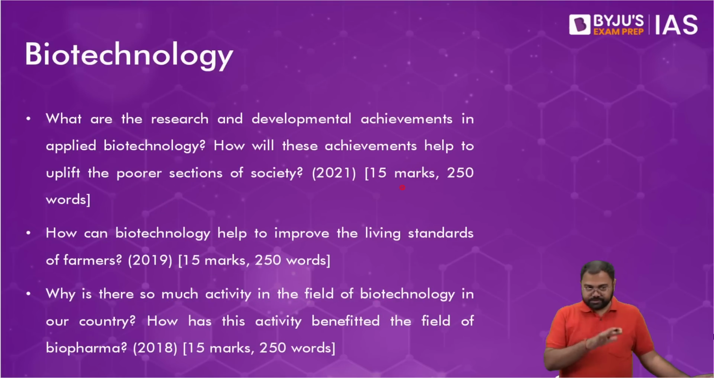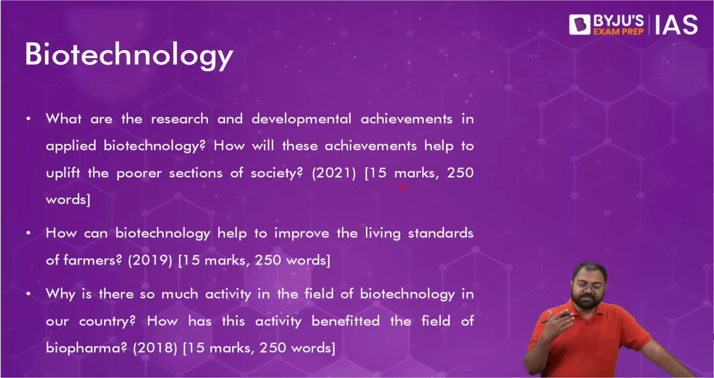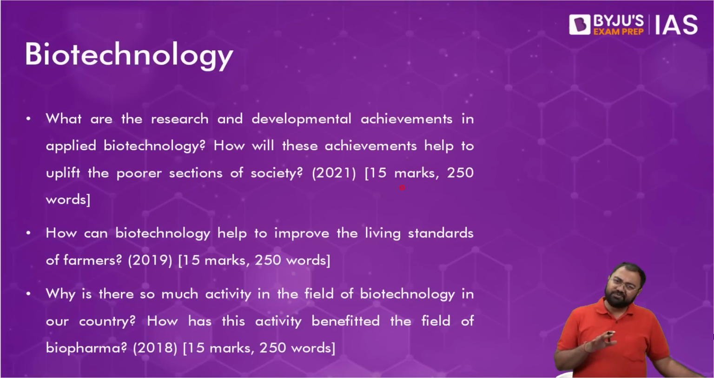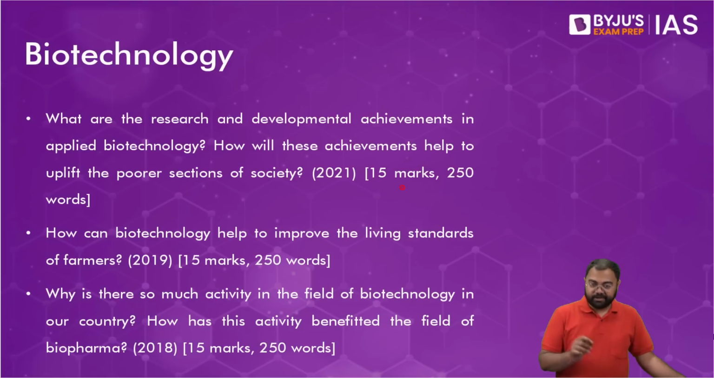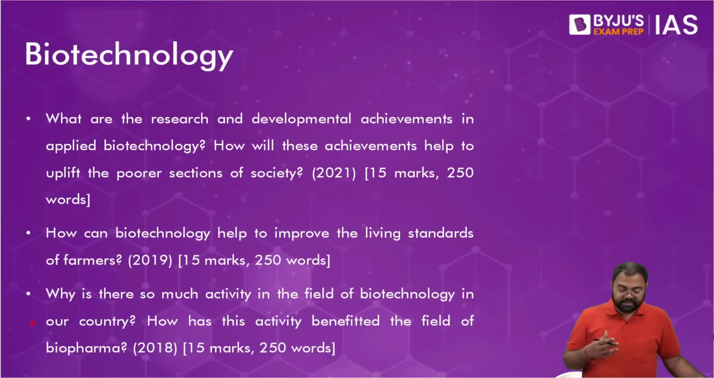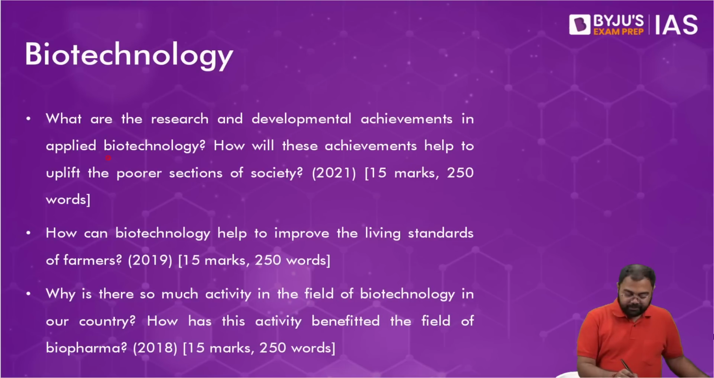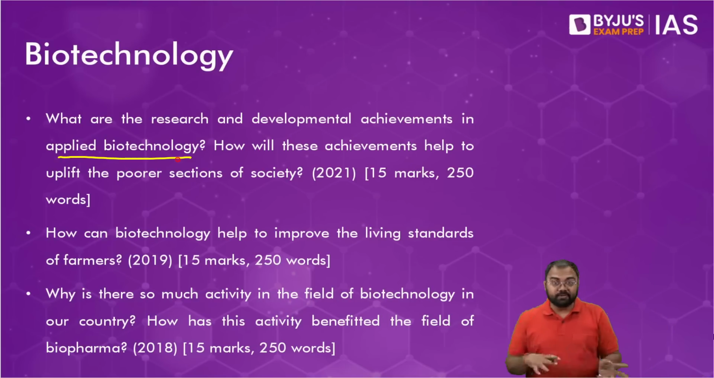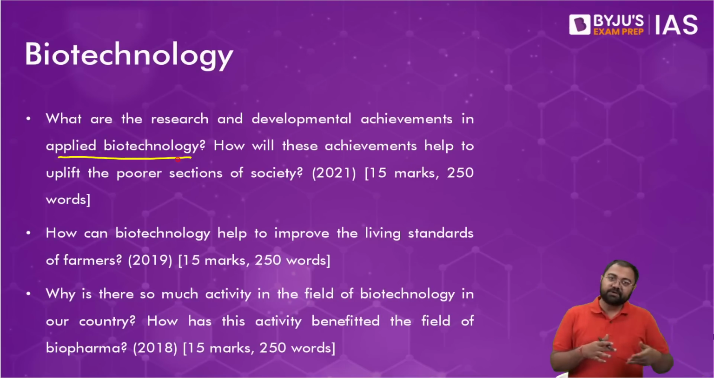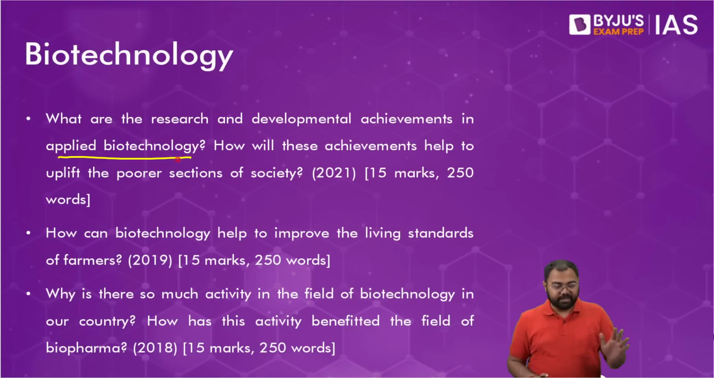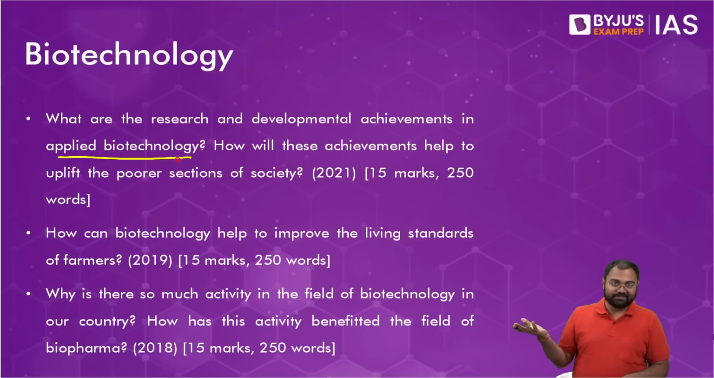Then we also discussed biotechnology yesterday. So from the biotechnology perspective, also understand some of the key areas or the questions that have come. Again, you'll see that the questions in biotechnology have also been very simple. First, what are the research and developmental achievements in applied biotechnology? How will these achievements help to uplift the poorer sections of the society? So first, applied biotechnology. We discussed modern biotechnology yesterday. Modern biotechnology and applied biotechnology are basically the same thing, where we are talking about how biotechnology is going to help. And the entire chapter was about that, right?